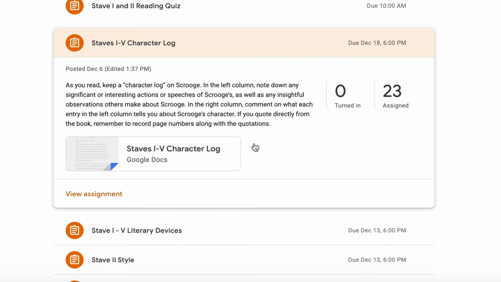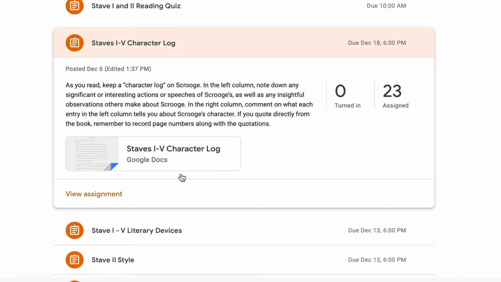As we discussed character log last week, you learned that keeping a character log on a specific character will help you to track the details of that character, help you to better understand that character so that you can analyze and evaluate the character, his actions, words, and everything about that character. So this week we're going to begin the character log sheet.